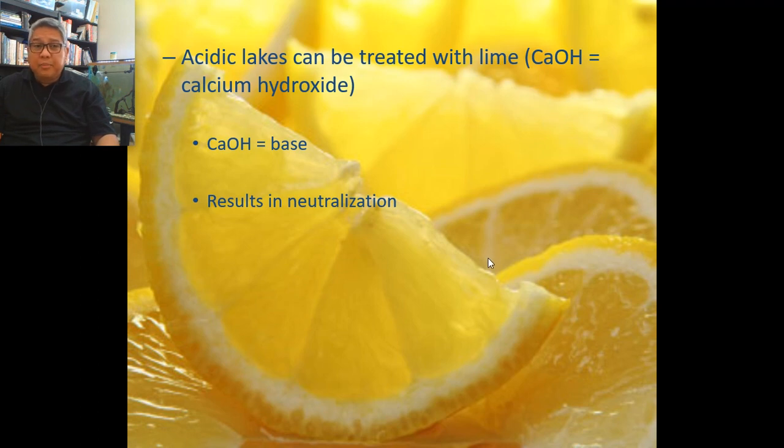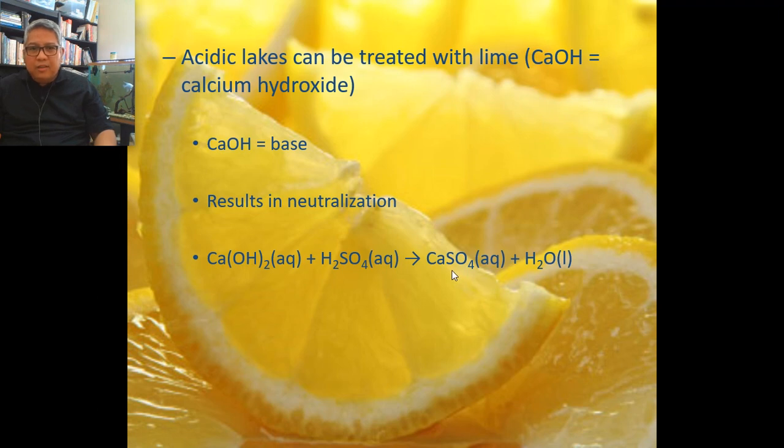Calcium hydroxide is a base. So the OH here will take the H from the acid to form salt and water. So always remember, an acid reacting with a base will produce salt and water. So it results in neutralization. So in this case, you have a salt, calcium sulfate, and water.